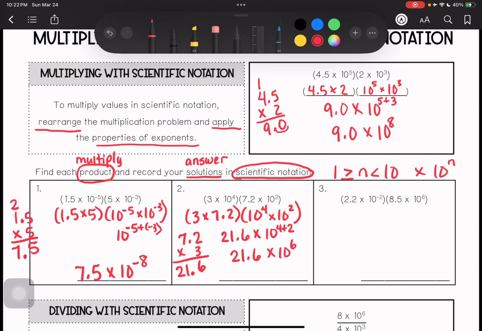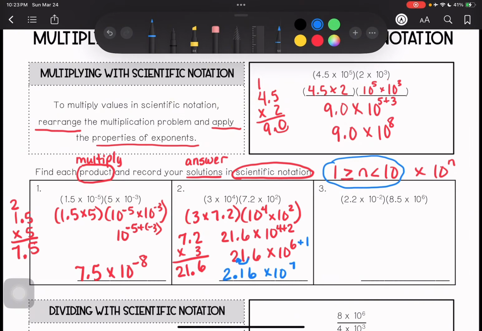But remember, our final answer must be in scientific notation. In scientific notation, it's a number between 1 and 10 times a power of 10. So I have to move the decimal one time to the left. Remember, when I make the number smaller, I have to make the exponent larger by however many times I move the decimal. So my final answer is 2.16 times 10 to the 7th power.